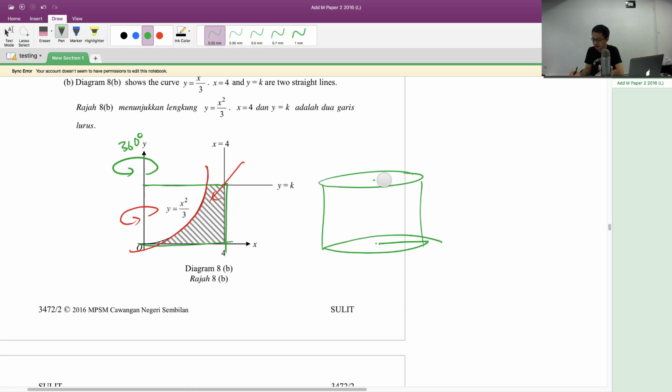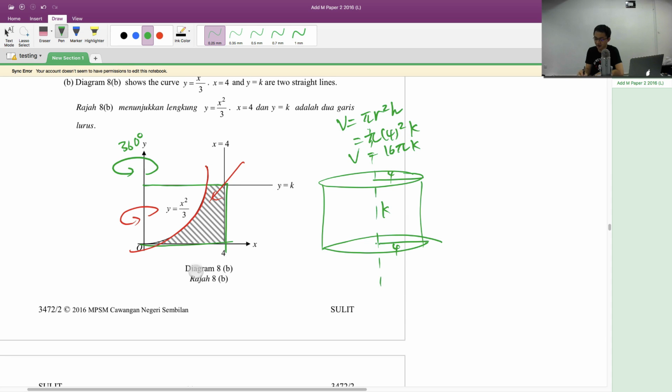Okay, so the cylinder actually will look like this. The radius of the cylinder is from 0 to 4, so it's 4. The height of the cylinder is from 0 to k, so it's just k. Alright, definitely we can get the volume of the cylinder easily. We know the volume of a cylinder is pi r squared h. So in this case, the volume is just pi, my r is 4 squared, my h is k. So basically it's 16 pi k.